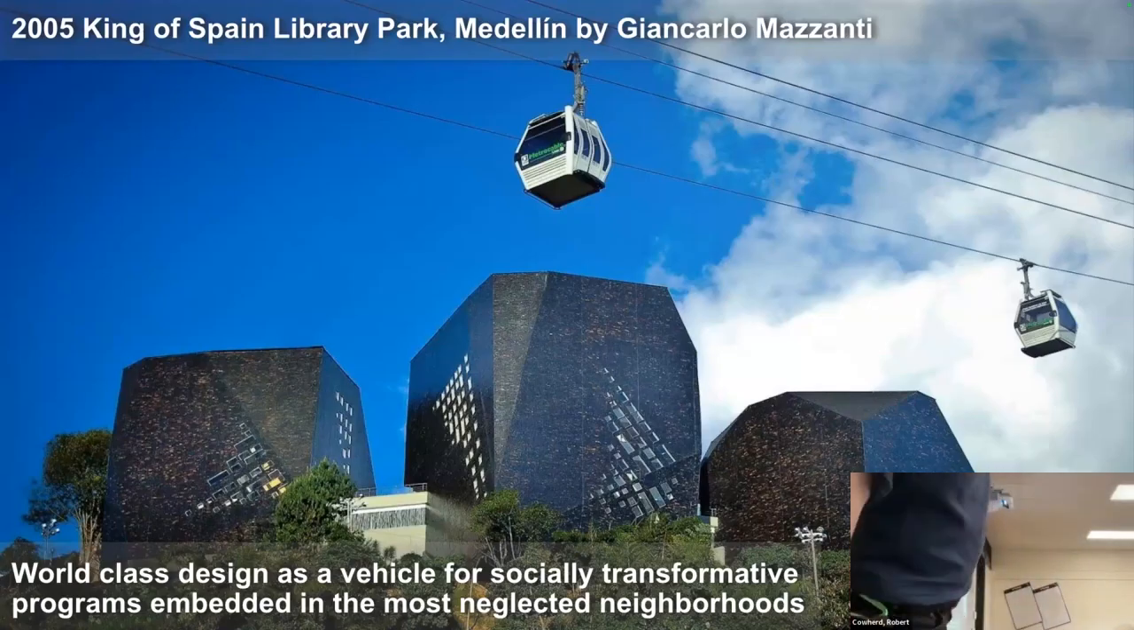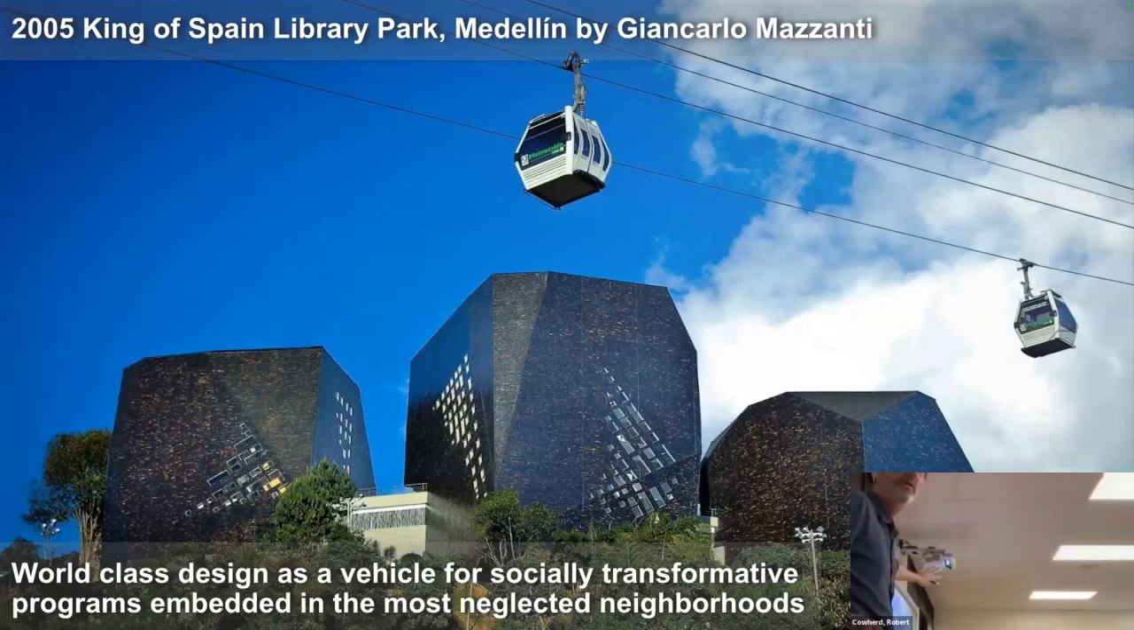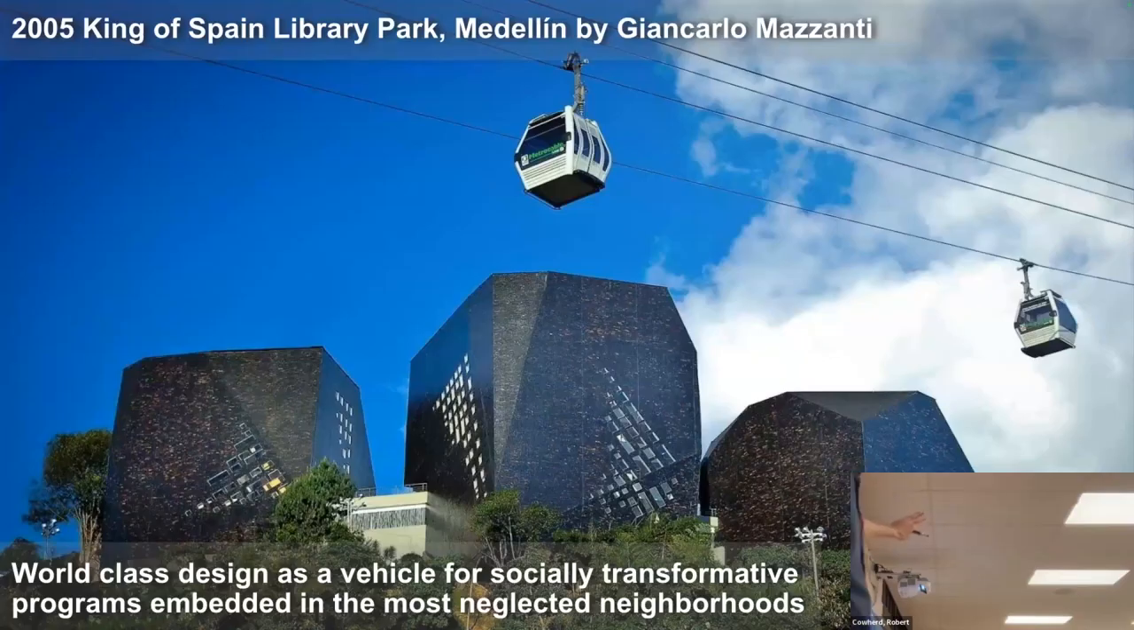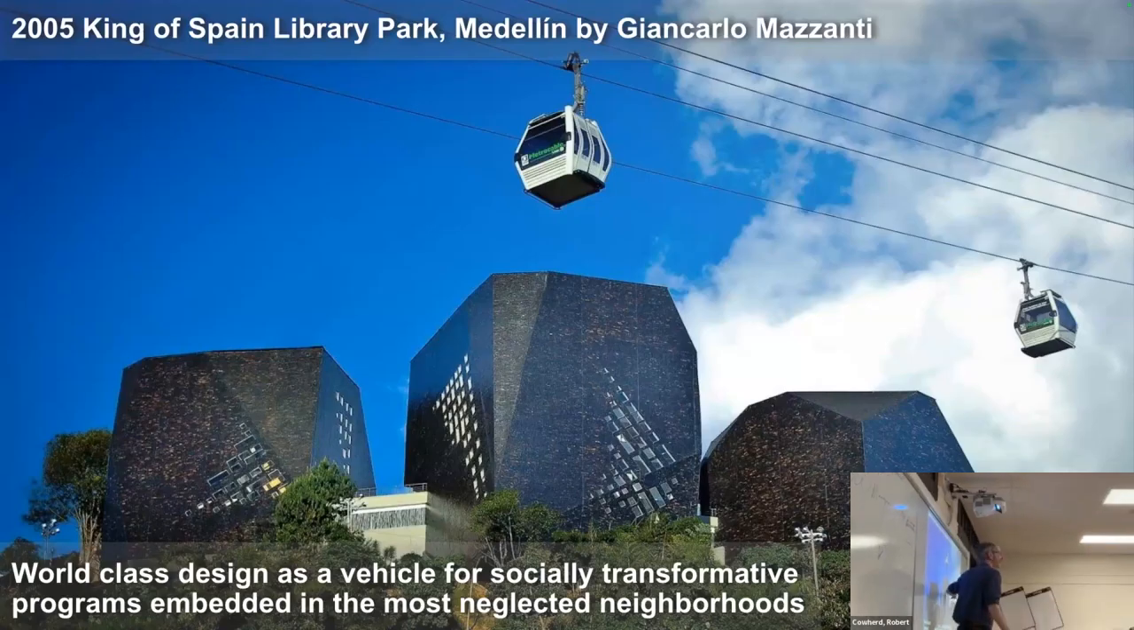And this was not just architecture. This is not the Guggenheim, it's not the Bilbao effect where the architects saved the city. No, this was a collaboration between the formal spatial arrangements and the institutional arrangements. This became a vehicle for job training, after-school homework clubs, social organizations, community empowerment activities.